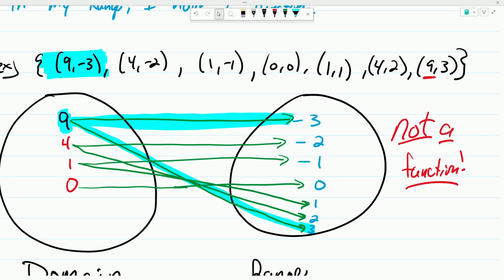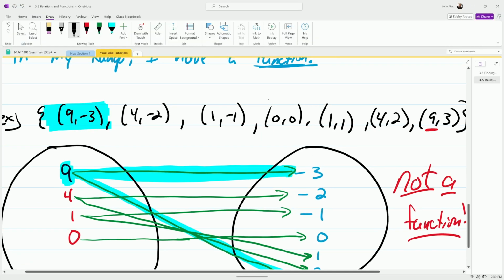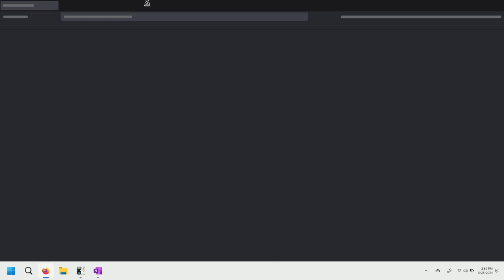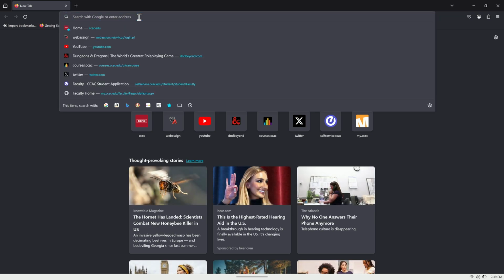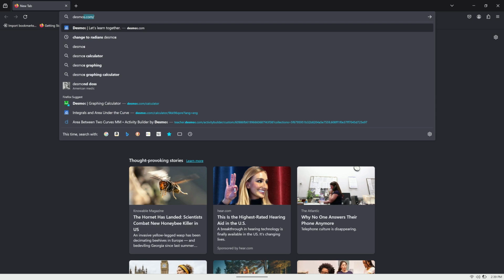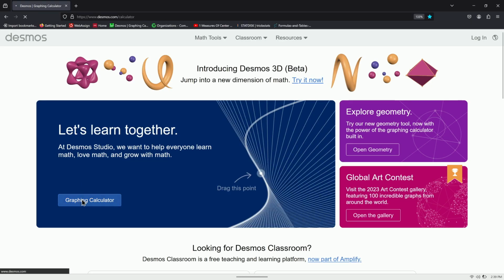Now, this is all good. It can be a little confusing at times because we got arrows going all over the place. We have numbers and ordered pairs and everything. Sometimes a picture is so much better than just all this writing on the board. So let me go ahead and show you a website that I want you to use. It's very, very easy. Many of you probably already know about this website. It is called desmos.com.